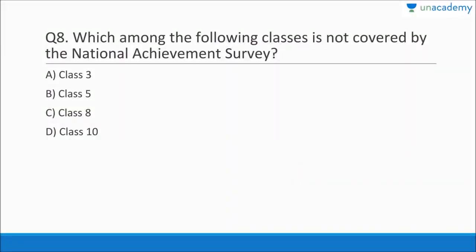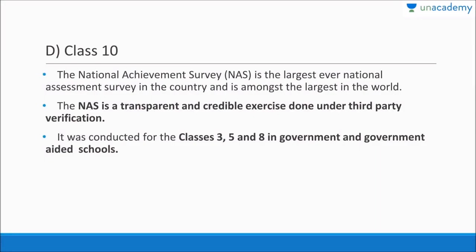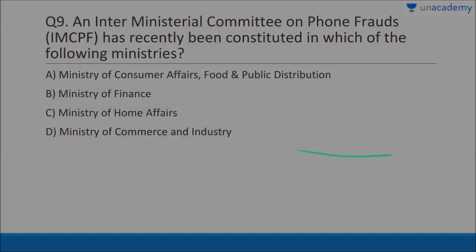Question number 8. Which among the following classes is not covered by the National Achievement Survey? Answer is D, class 10th. So National Achievement Survey is the largest ever national assessment survey in the country, and it is among the largest in the world. It is a transparent and credible exercise done under third party verification, and it was conducted for classes 3, 5 and 8 in government and government aided schools.